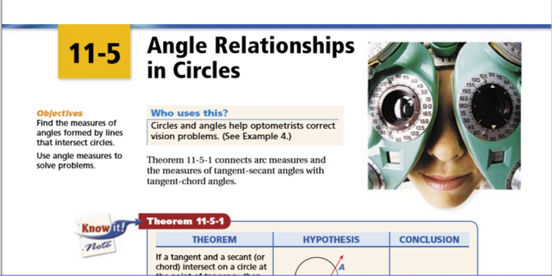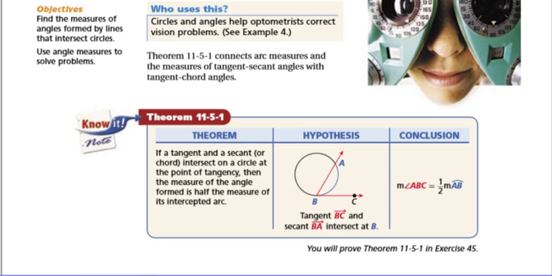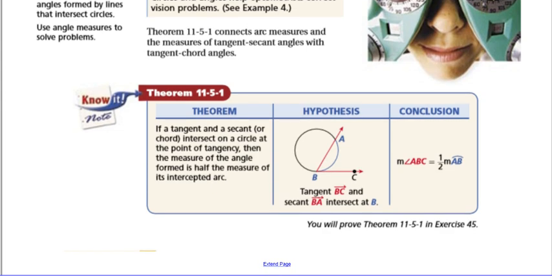The first theorem, 11.5. Theorem: if a tangent and a secant or chord intersect on a circle at the point of tangency, then the measure of the angle formed is half the measure of the intercepted arc.